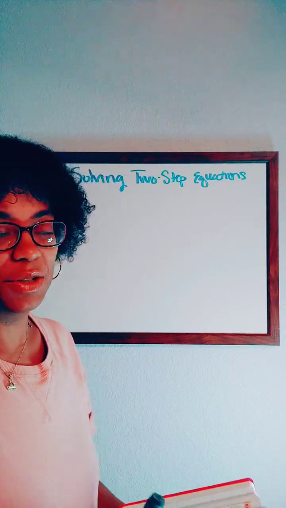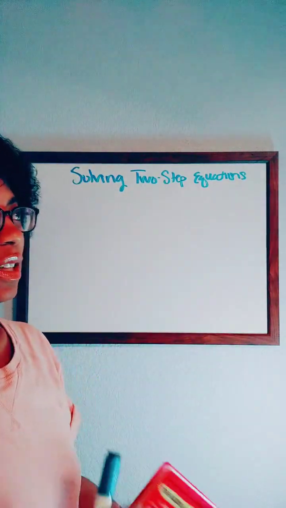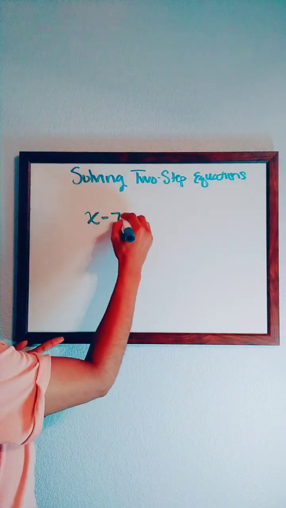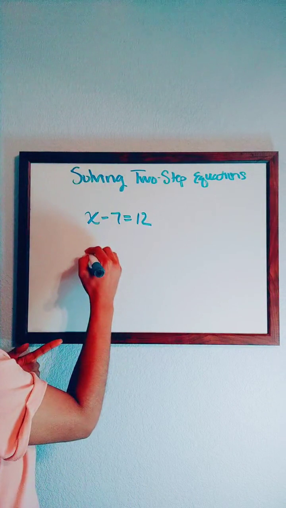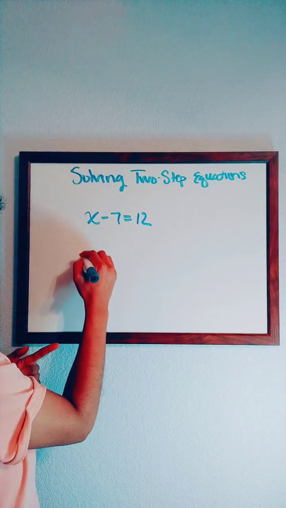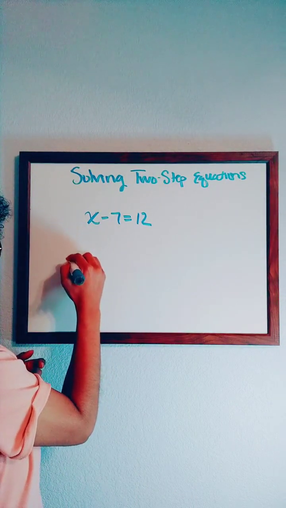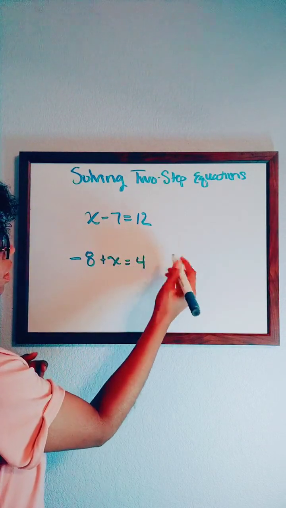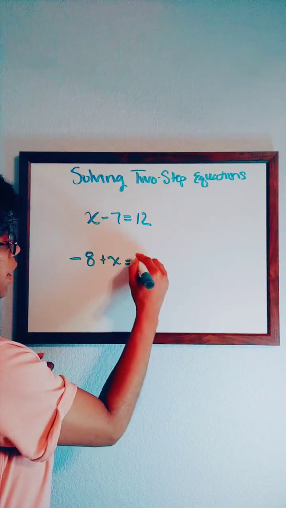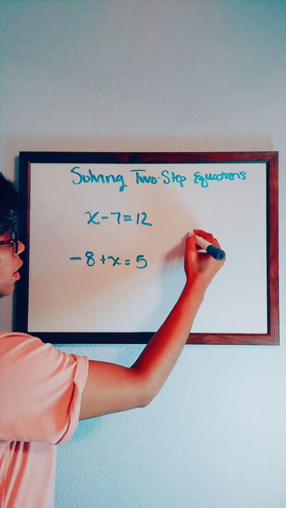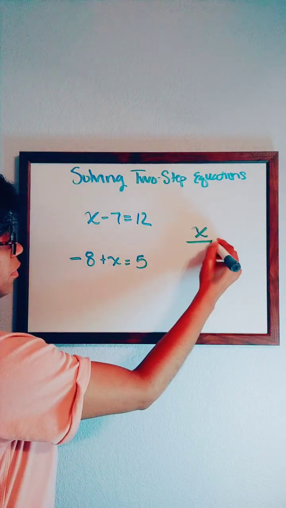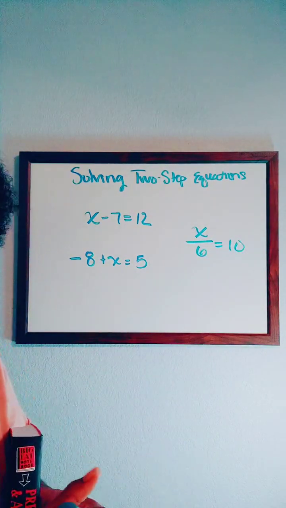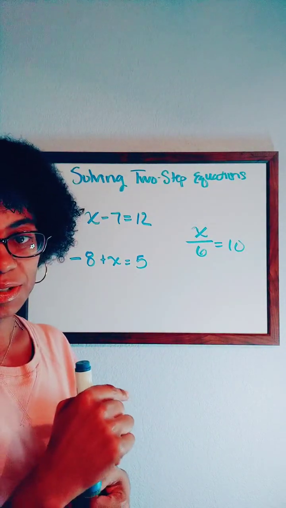Yes, we're going to continue because we did one step yesterday. So let's recap what we did yesterday. Let's say we had x minus 7 is equal to 12. Let's say we had negative 8 plus x is equal to 45. And then let's say we had x divided by 6 is equal to 10. So those are one-step equations, which is what we did yesterday, right?